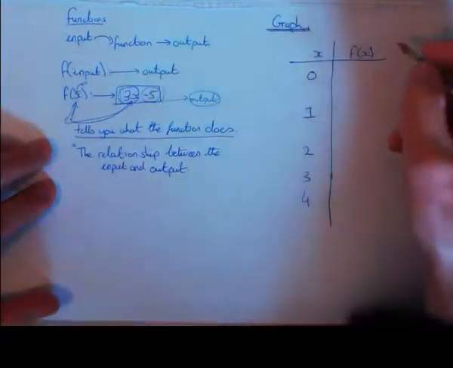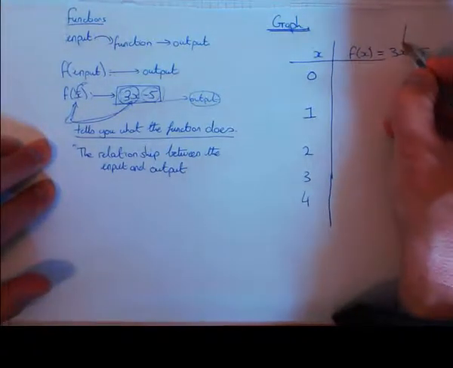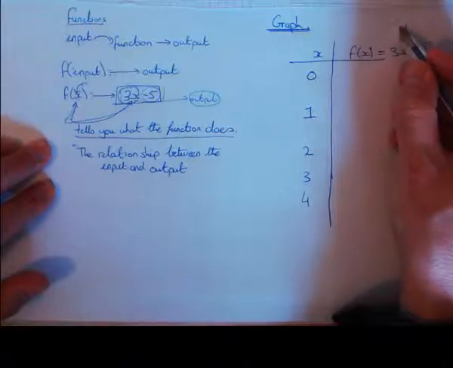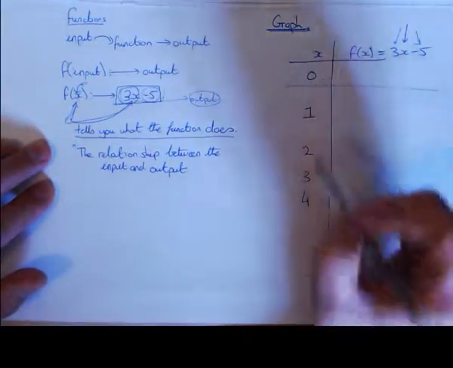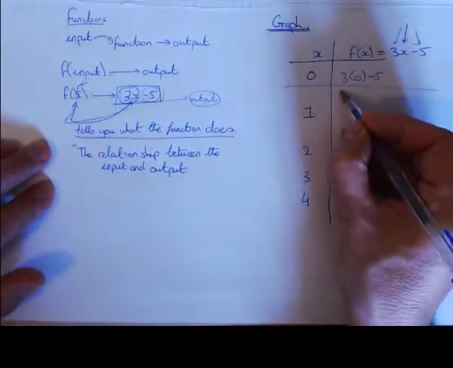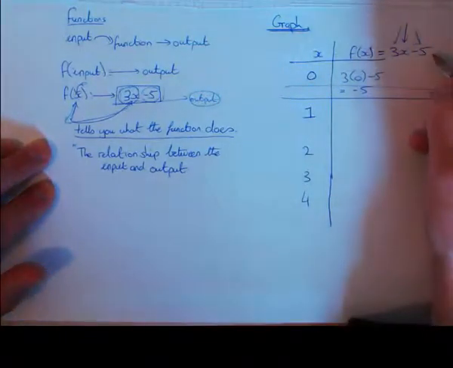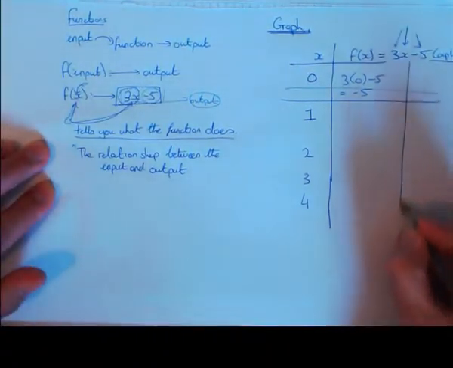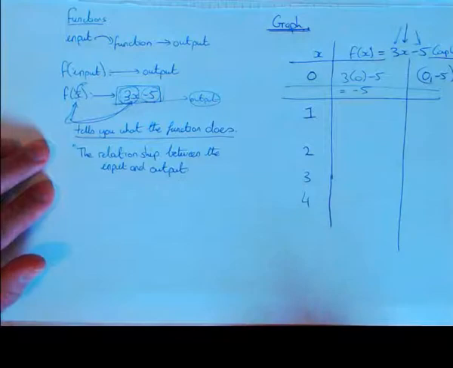So let's have an example. f of x is equal to 3x take away 5. That means you take your input, you multiply it by 3, and then you subtract 5. So let's do that with 0. 3 times 0 take away 5, and that of course is negative 5. Our couple then is 0, negative 5. That's our first point on our graph.